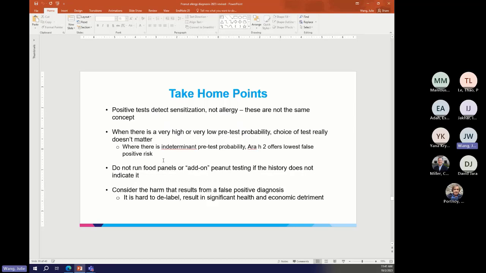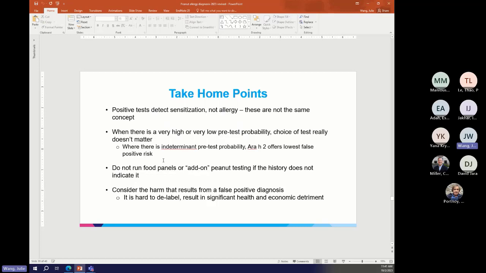Important to remember, because of the sensitivity and specificity characteristics of these tests, that food panels should not be done. And kind of adding on, since you happen to be doing allergy testing, adding on a peanut test, if the history does not indicate it, is not a good idea.